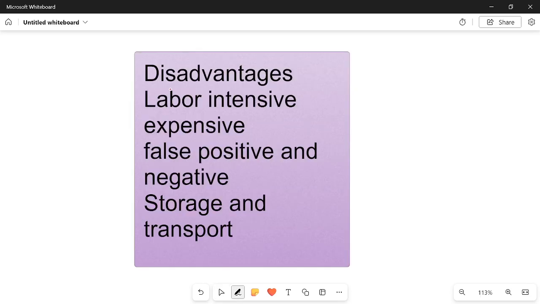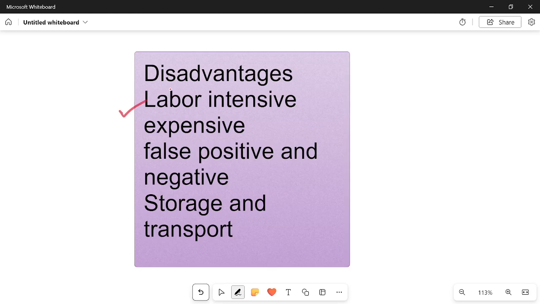Now let us talk about the disadvantages of ELISA. So it's labor intensive and expensive. To prepare antibody, it is labor intensive and expensive. This is because it requires sophisticated technology and also experts, because we need to prepare cell culture media, we need a spectrophotometer and all those things. So it's labor intensive and expensive.